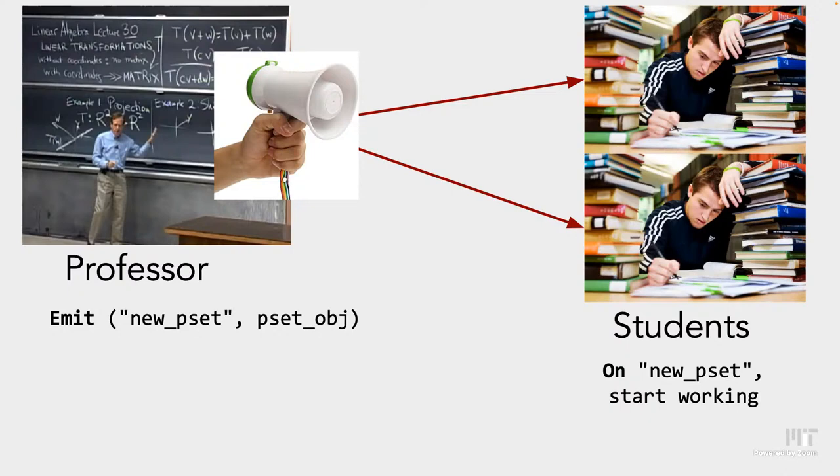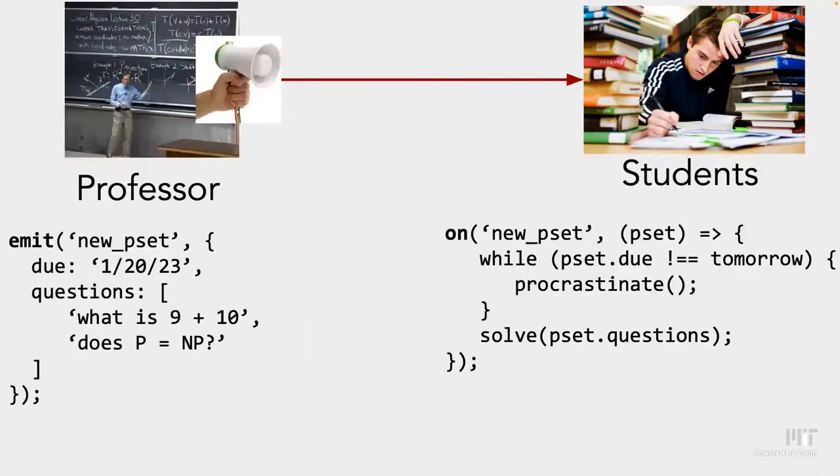It might be like an object. And then you have a bunch of students in a room, and then students might set up socket.on, and then when they see a new piece that has been emitted, they'll start working on it. So that's kind of how you might want to think about how socket works.